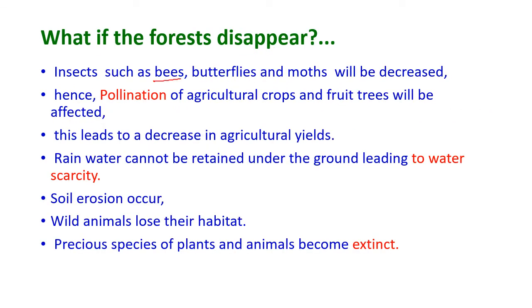Insects such as bees, butterflies, and moths will decrease. Hence, the pollination of agricultural crops and fruit trees will be affected. When the pollination gets affected, this leads to a decrease in agricultural yields. And then rainwater cannot be retained or stored under the ground, which will lead to water scarcity, and soil erosion will occur, and then the wild animals will lose their habitat, and the most precious species of plants and animals will become extinct.